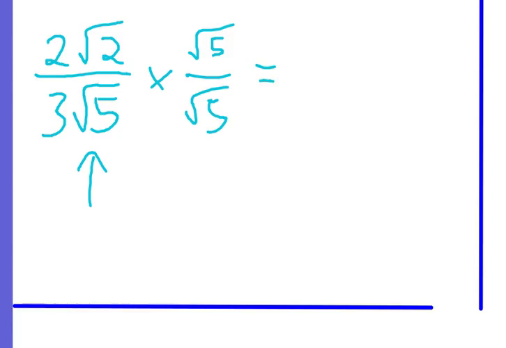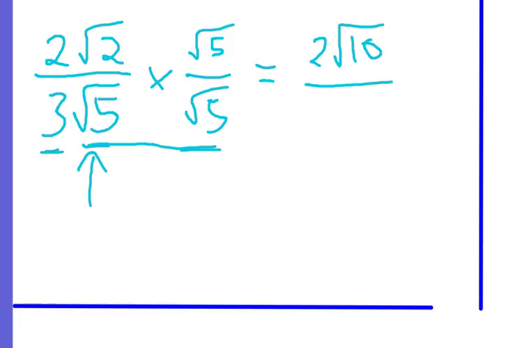Now on the top, that's going to give me 2 root 10. On the bottom, I've got three lots of root 5 times root 5. Now we know that root 5 times root 5 is root 25, and root 25 is 5, so I've got 3 lots of 5, which is 15. And I can't take this any further.